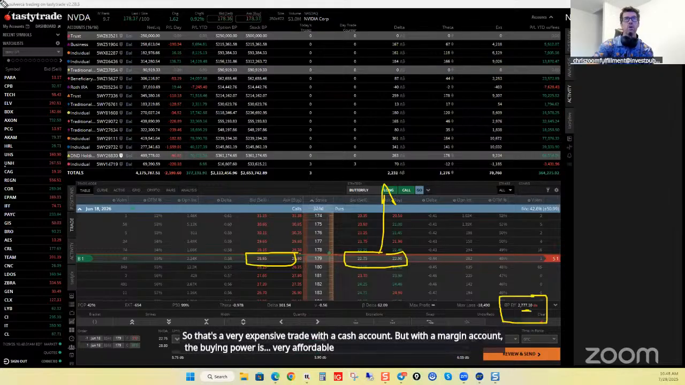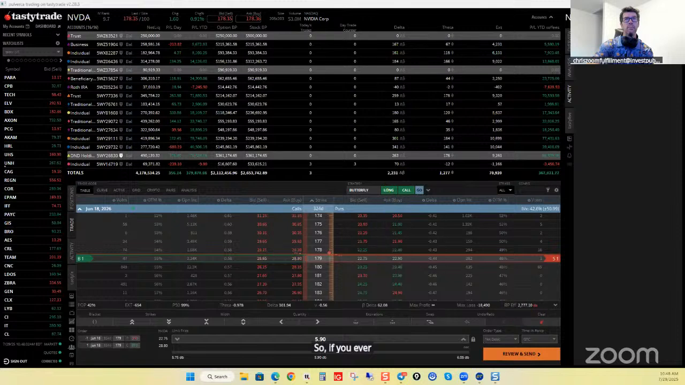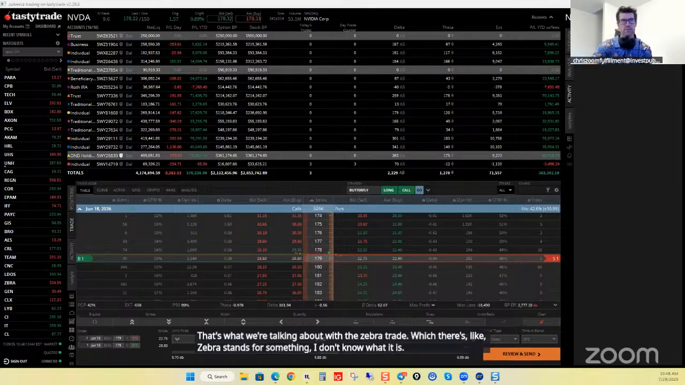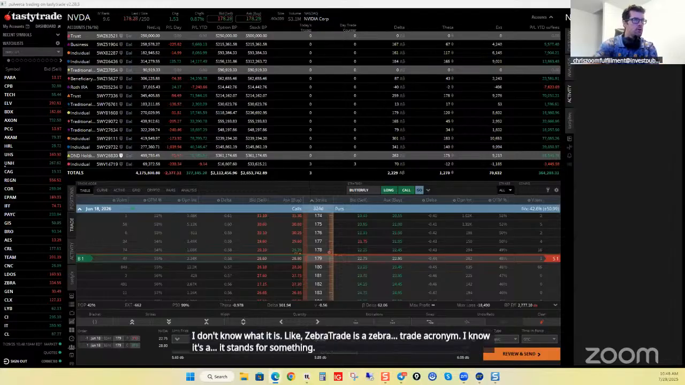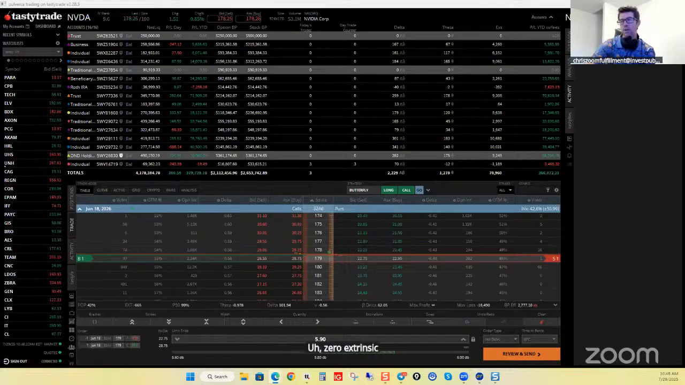Okay. So if you ever want to have this as capped risk, that's what we're talking about with the zebra trade. Zebra stands for something. I don't know what it is. Is zebra trade an acronym? I know it stands for something. Zero extrinsic value back ratio spread. I'm never going to remember that.